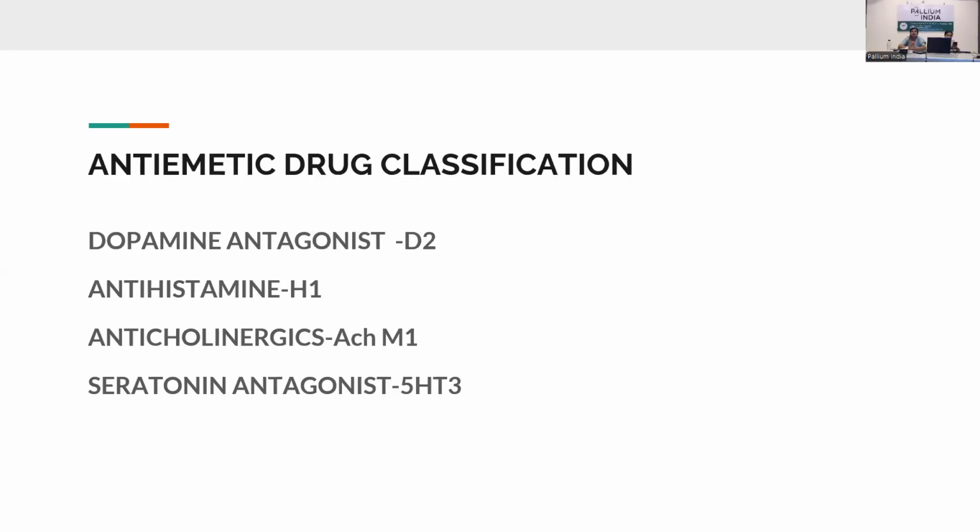Now, about antiemetics, I'm telling a little bit in detail about the drugs. These are a few very commonly used drugs. Dopamine antagonist is D2, antihistamine is H1, anticholinergic is M1, serotonin antagonist is 5-HT3. I think you know this. I have told it nearly 100 times.